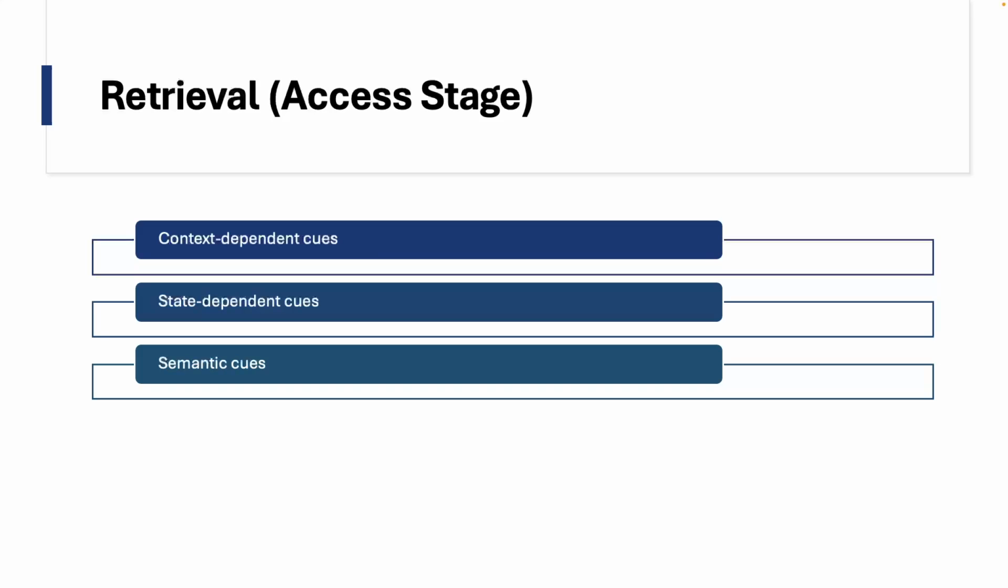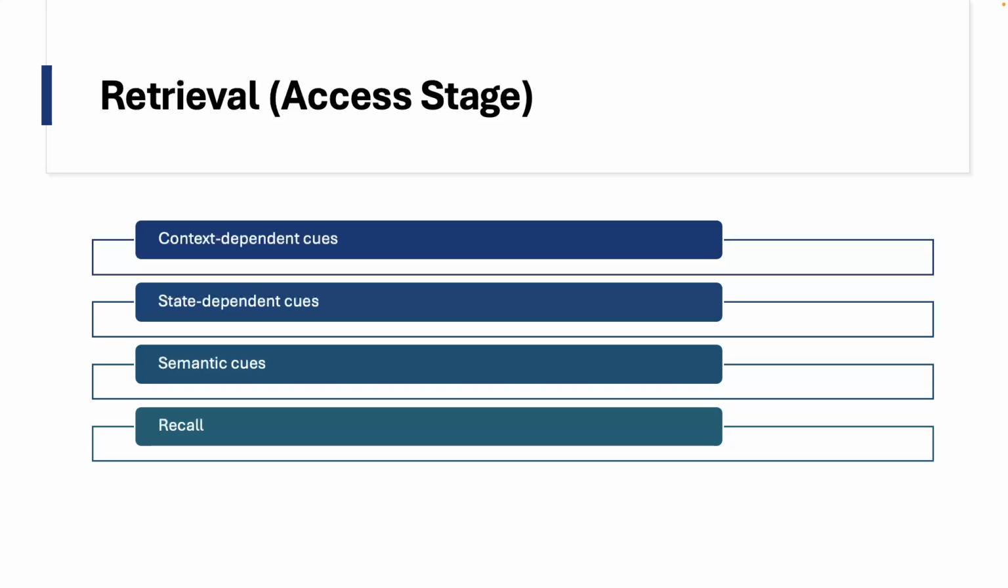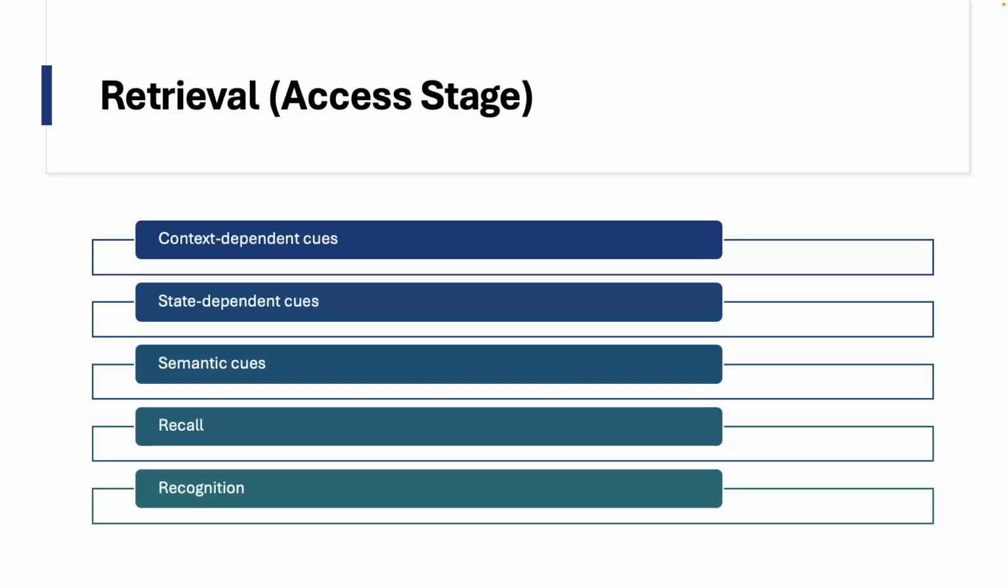Speaking of the types of retrieval, there are two main types. The first is recall. This is retrieving information without specific cues, for example, answering an essay question. You also have recognition. This is identifying previously encountered information from a set of options, i.e., multiple choice questions.